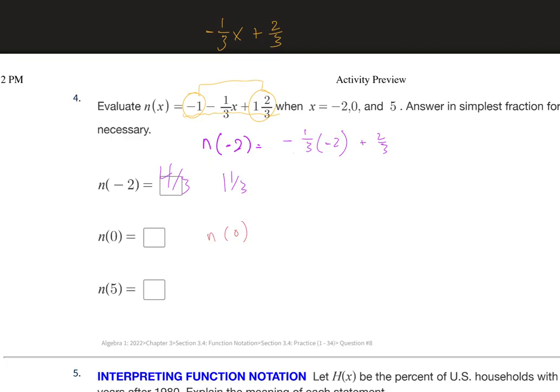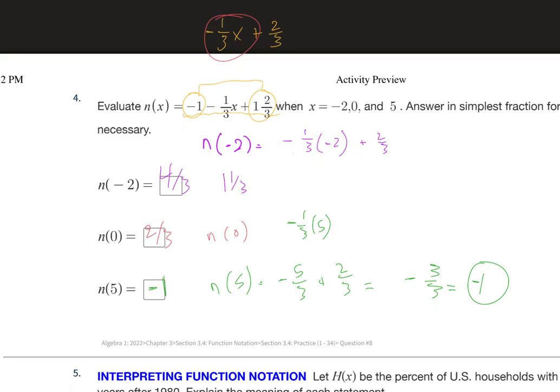Next. N of 0. Well, check it out. If I put 0 right in here, I just get 2/3. And by the way, that's why I did this right here, because I don't have to do this simplifying each time. And then last but not least, we have n of 5. So now I have negative 5/3. And if you're wondering, wait, how? It's because I had negative 1/3 times 5, plus 2/3. That's negative 1, because this would be negative 3/3, negative 1.